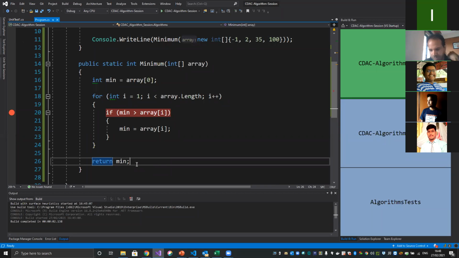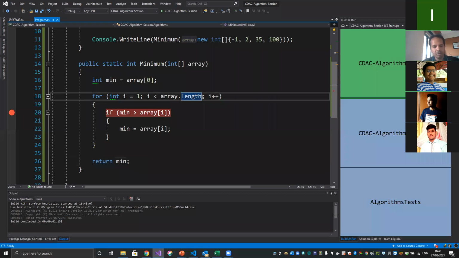Linear means starting from the first index, then iterating over each index and reaching the last index. Okay, so let's say for some reason my algorithm only needs to iterate half the length, is it still linear? No, it's not. Or will this become linear by 2?